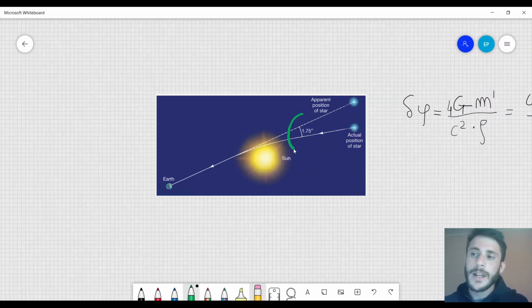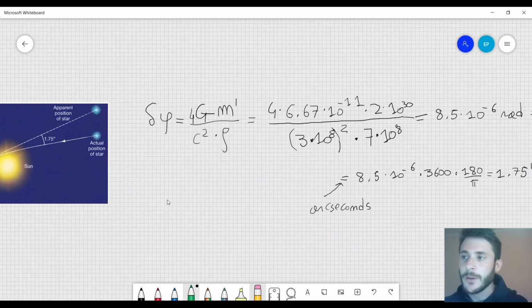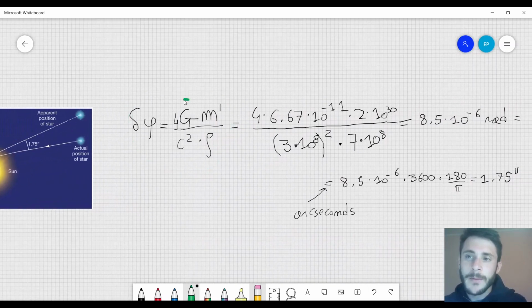And here you can see the angle by which a light ray passing very close to the Sun is deflected, and we can calculate this angle ourselves. We will find the formula that I have written down here on the right. We have 4 times the gravitational constant times the mass of the Sun, or in general the gravitational source, which can be the Sun but can also be another planet.